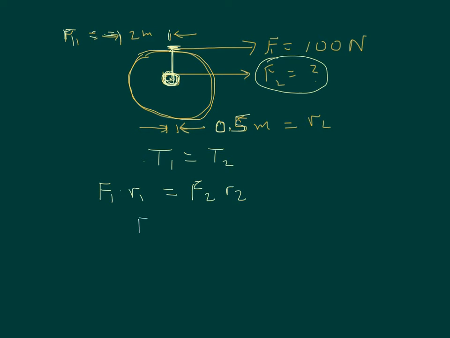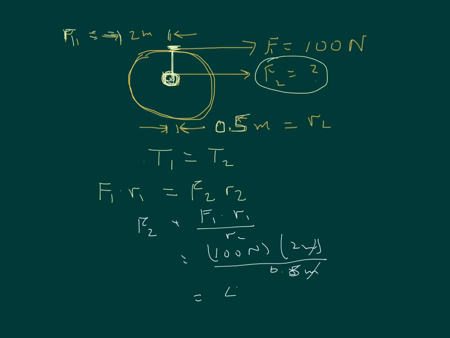To solve for F2, I have F1 times R1 divided by R2. And this turns out to be 100 newtons times 2 meters divided by 0.5 meters. The meters cancel out, and we are left with an answer of 400 newtons. So if we apply 100 newtons to the top of the big wheel, then that will produce a force of 400 newtons on the little wheel.